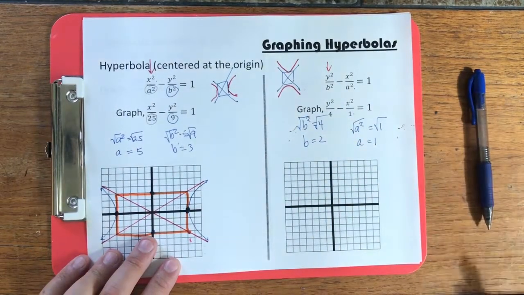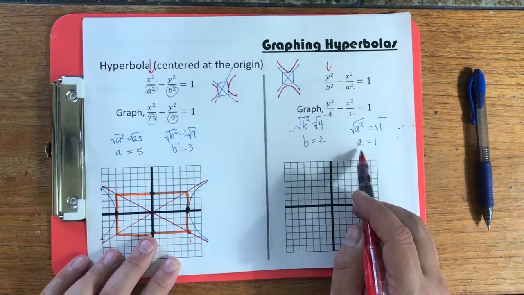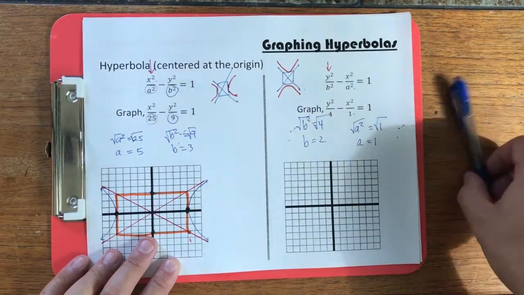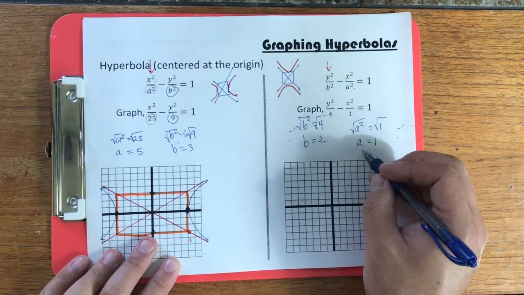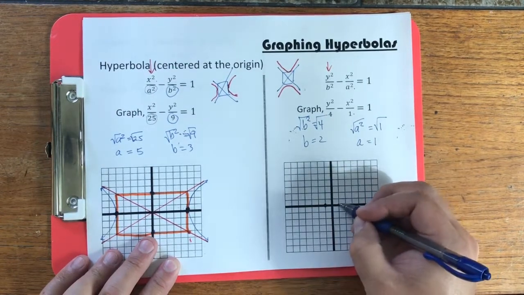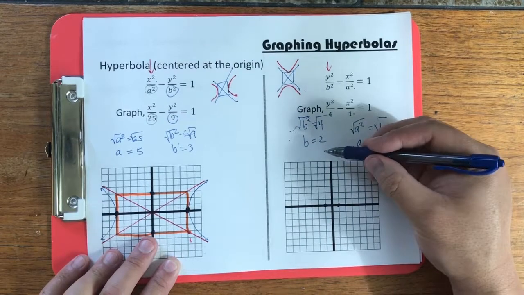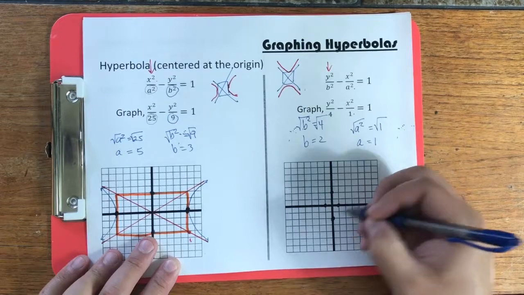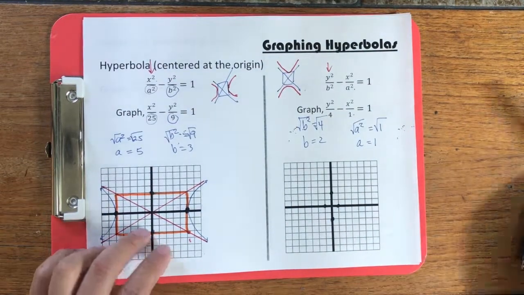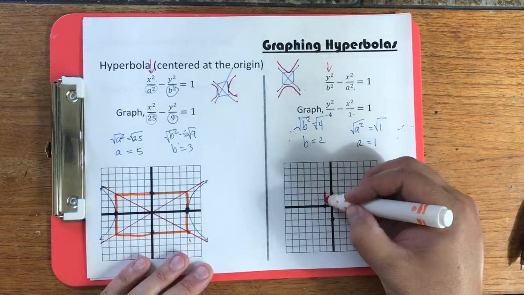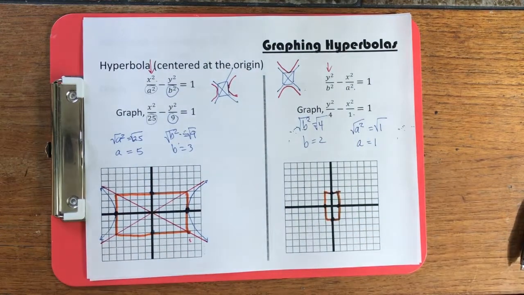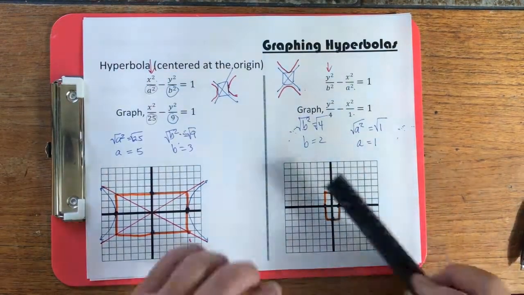So let's be careful now. A, the number that is below the x, tells me how far to the left and right to go. So in terms of a being 1, I should go left and right 1. And b tells me how much up and down to go, 2. So now we're going to draw our box that goes through this cross. And then we'll draw our asymptotes that go through the diagonals.